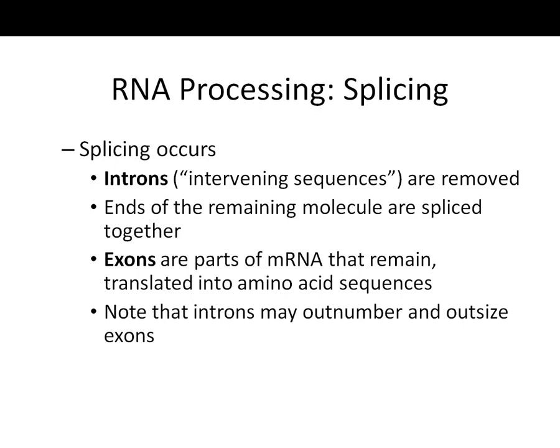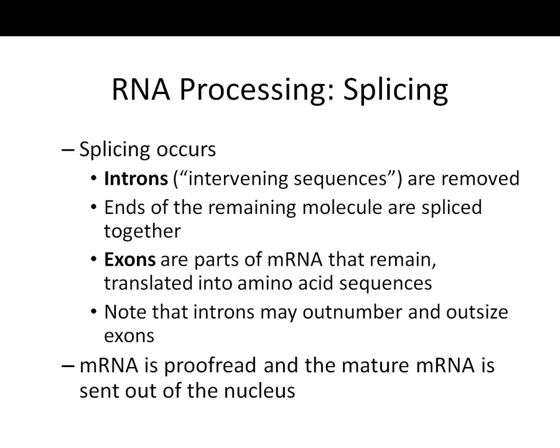Note that introns sometimes may outnumber exons, so you might have more introns than exons, and introns might actually be longer sequences. They might have more base pairs in them than exons, meaning they might have more bases, more A's, C's, T's and G's in them, so they might be longer sequences, yet they get removed because they are not coding sequences. Once the process of splicing is complete, the mature mRNA is sent out of the nucleus.